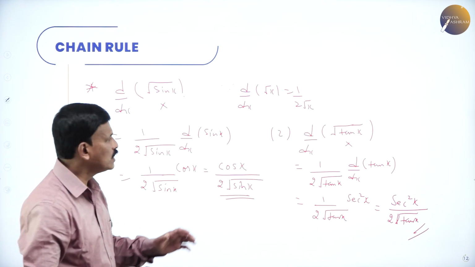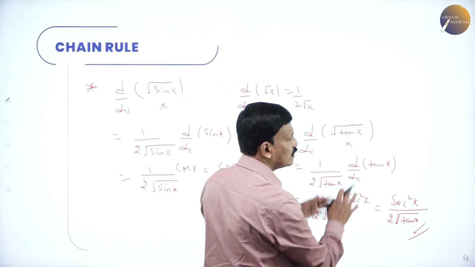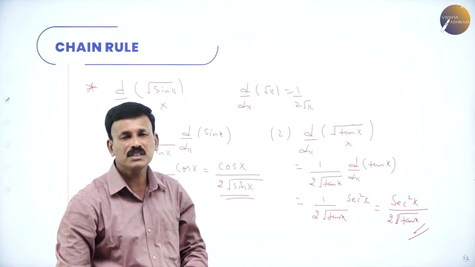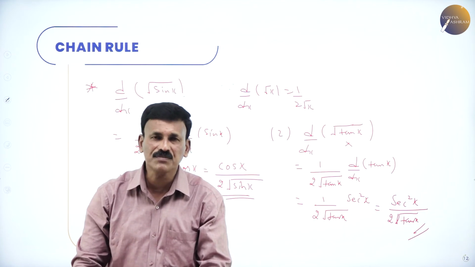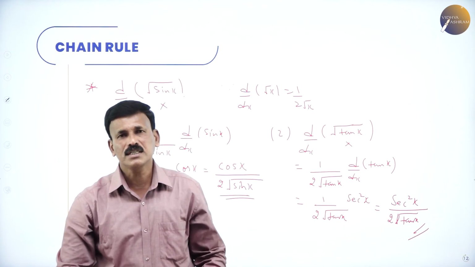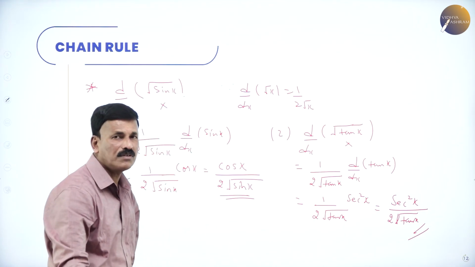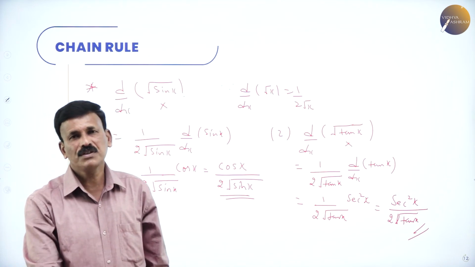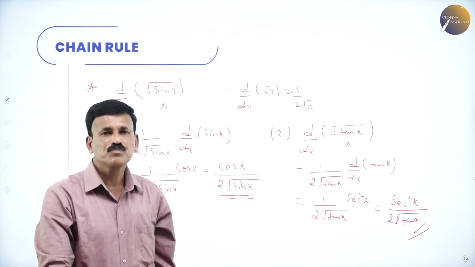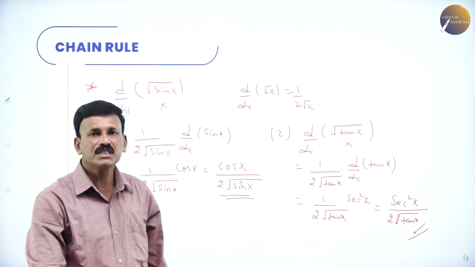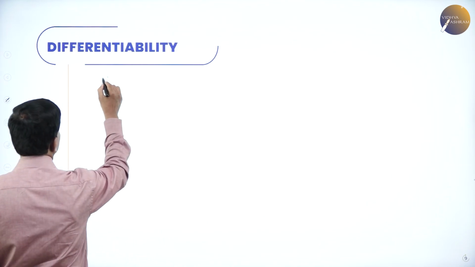Followed. So just assume this as root x. Inside the root, instead of x it is tan x. Differentiate tan x separately. That will give the answer. This type of differentiation is called the derivative of a composite function, that is d by dx of a function of a function. Now take one more example.